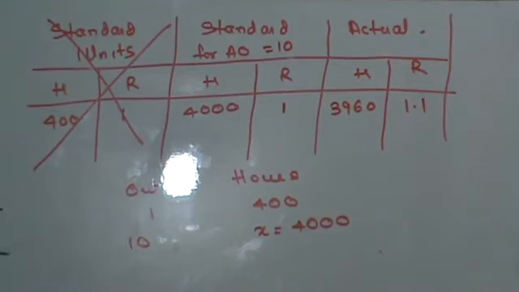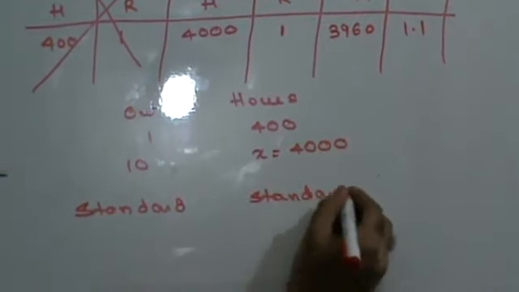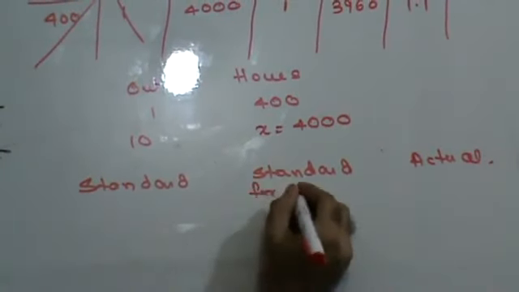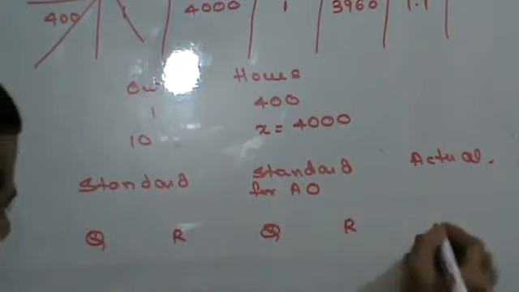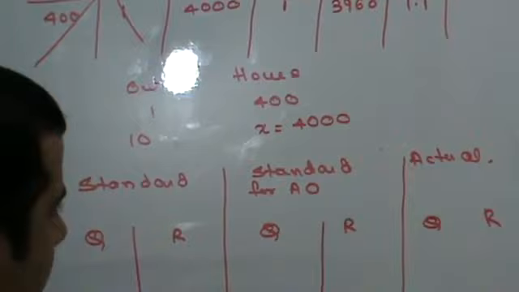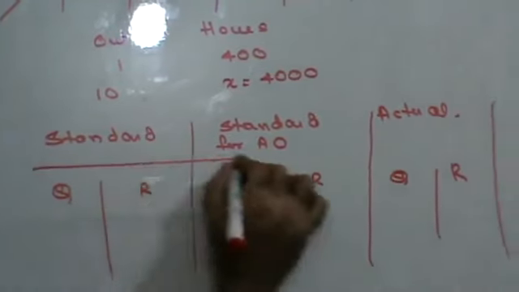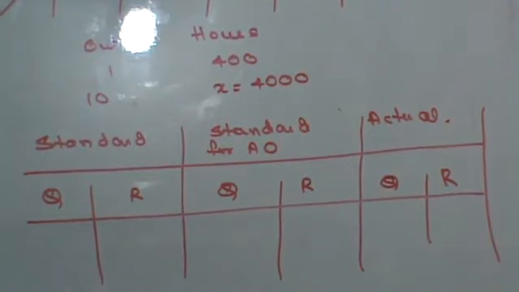I will also, since we have already done material variances, make the table for material. That was the table for labor. I am making the table for material also. Standard, actual. This is for actual output. This we have done in the previous lecture. Quantity, rate, quantity, rate, quantity, rate. Okay, let's see for material. Same way, except that instead of hours, you have quantity here.